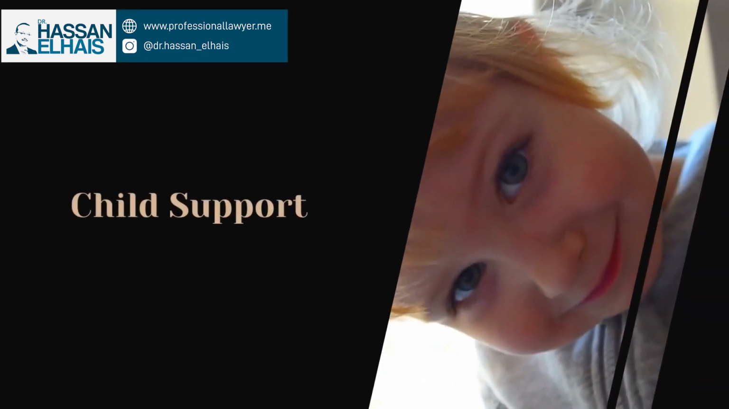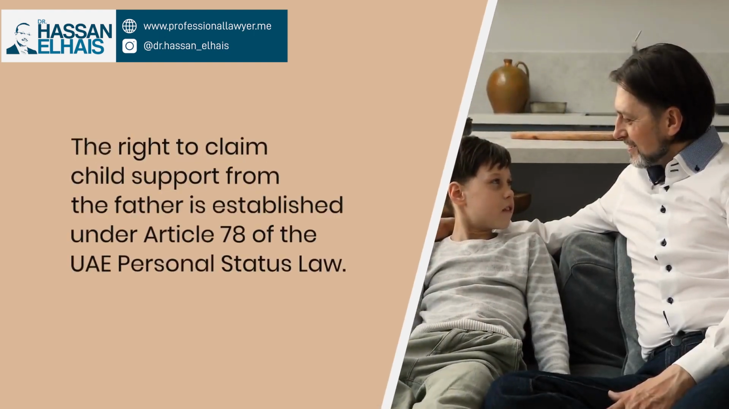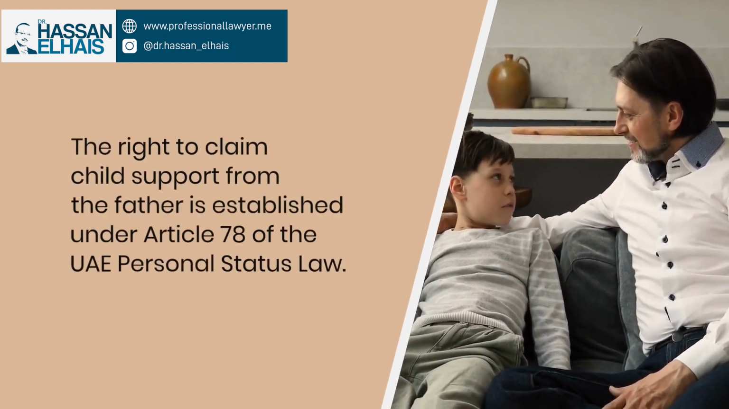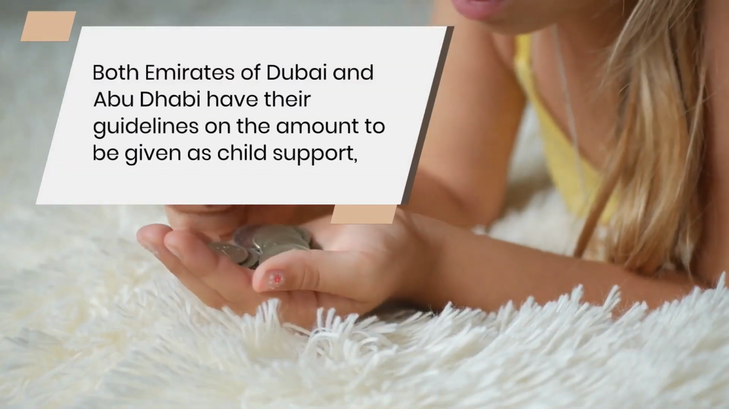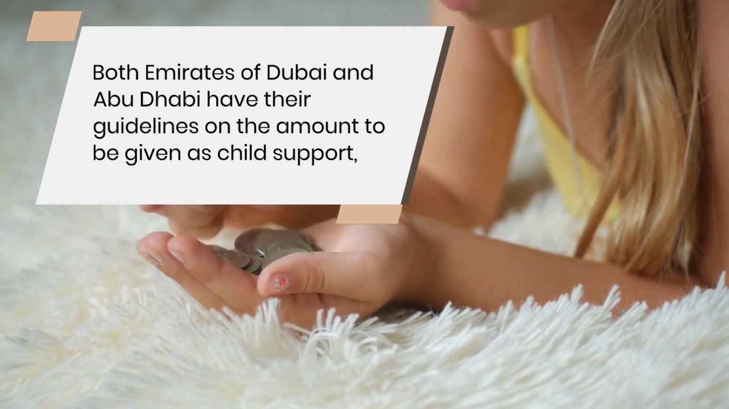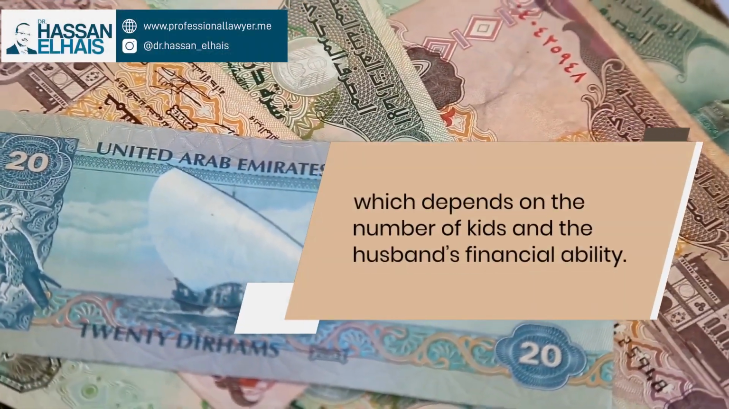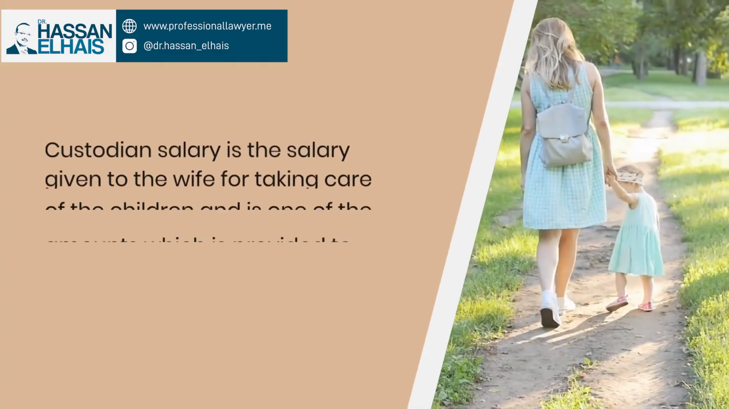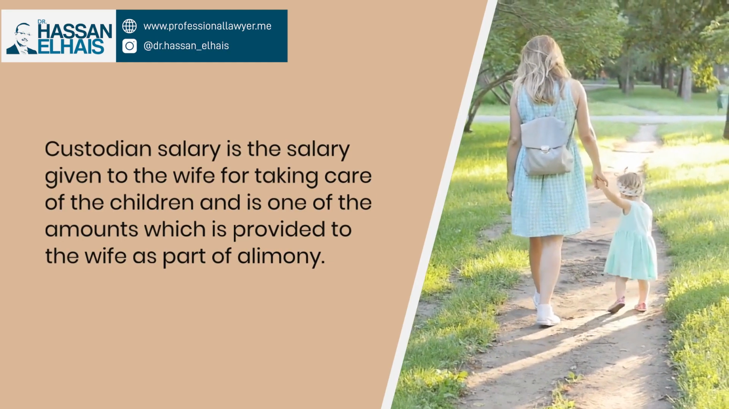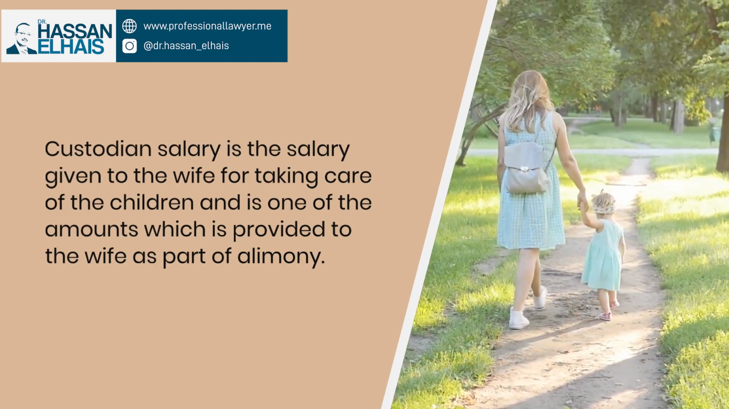Child support. The right to claim child support from the father is established under Article 78 of the UAE Personal Status Law. Both Emirates of Dubai and Abu Dhabi have their guidelines on the amount to be given as child support, which depends on the number of kids and the husband's financial ability. Custodian salary. Custodian salary is the salary given to the wife for taking care of the children and is one of the amounts which is provided to the wife as part of alimony.